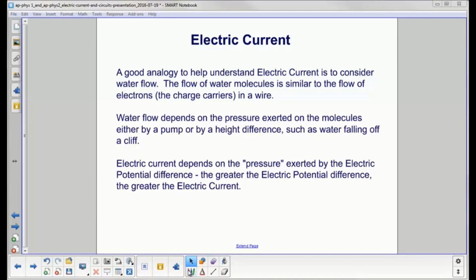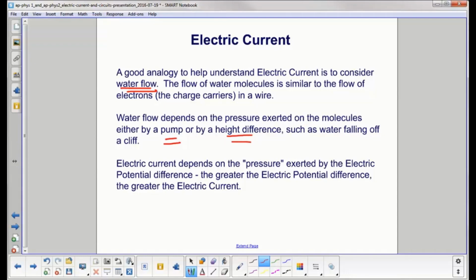A good analogy would be thinking about water flow. The flow of water molecules is similar to the flow of electrons, the charge carriers in a wire. It's not exact, this is an analogy, and it doesn't always work, but it's a good way to get going. Water flow depends on the pressure exerted on the molecules of water, either by a pump or by a height difference. And by height difference, if you see water falling off a cliff, that's current.